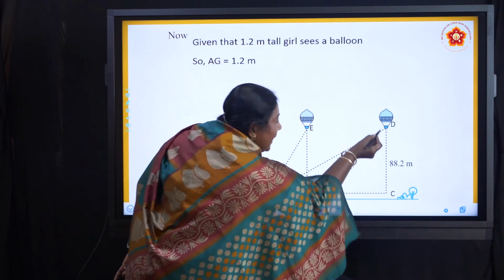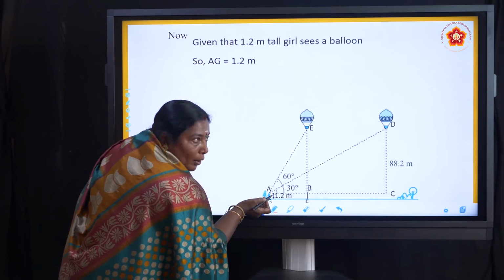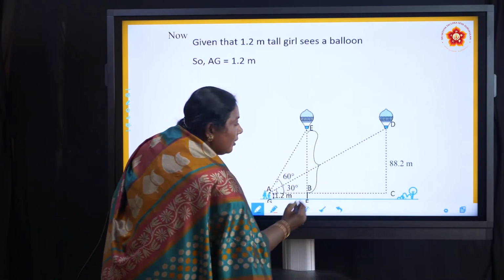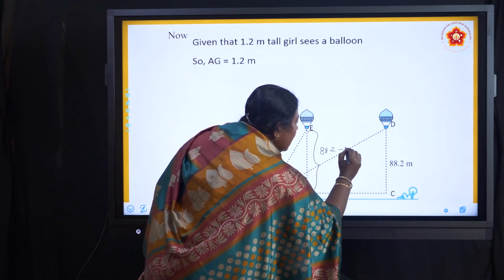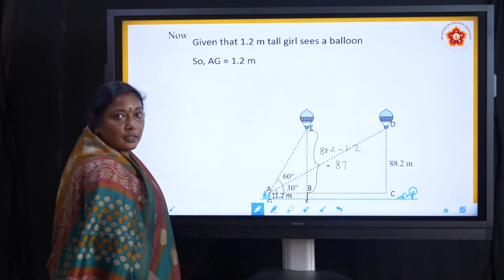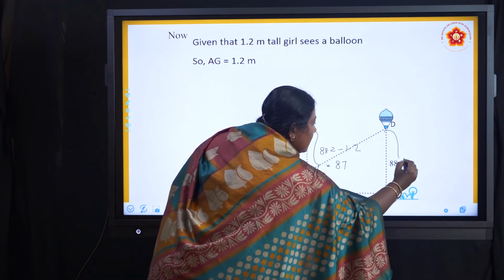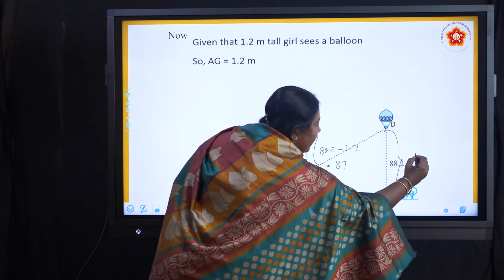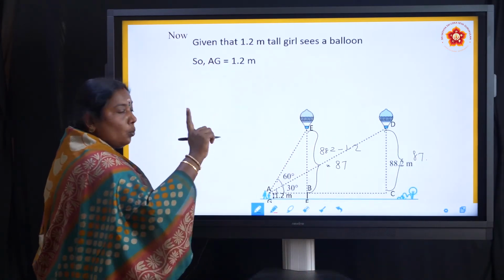So the total height is 88.2. The girl's height is 1.2. Then what will be this height? That means from the level of the girl. So 88.2 minus 1.2 is equal to 87. Right? So this part of height is 87. So I have one value.